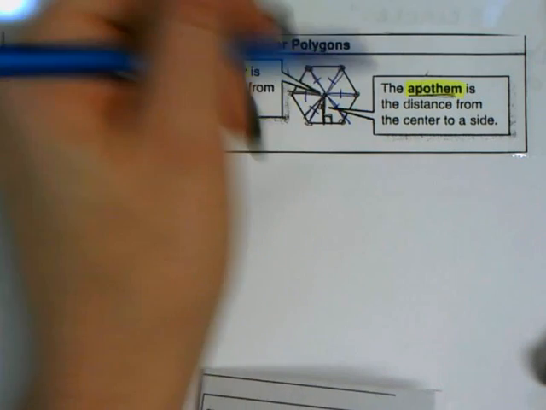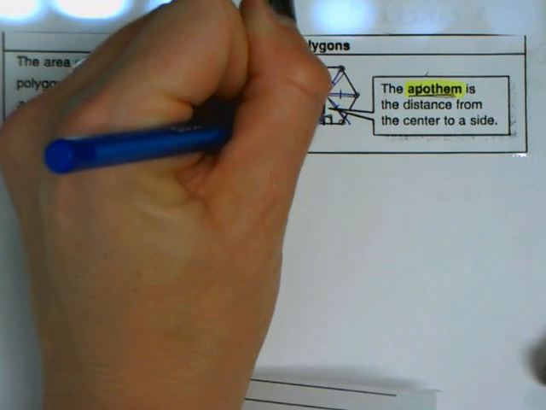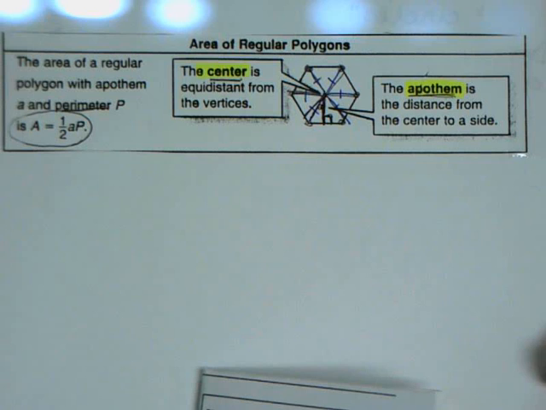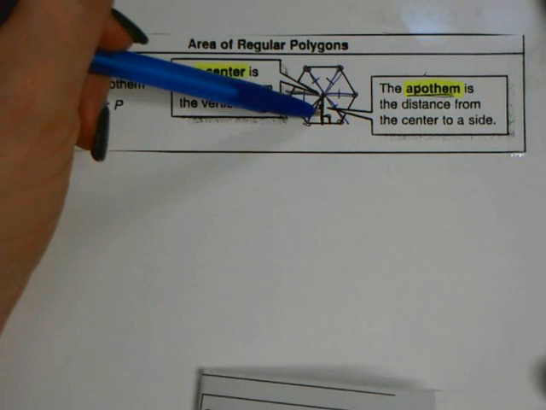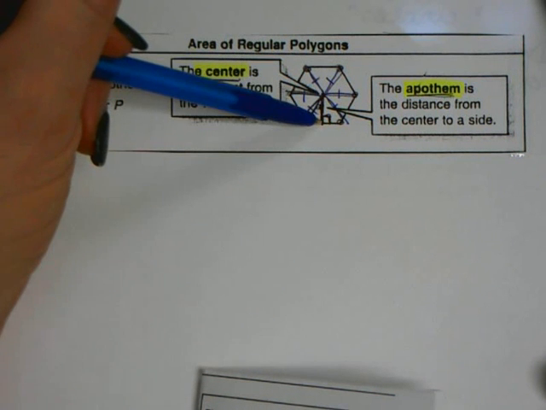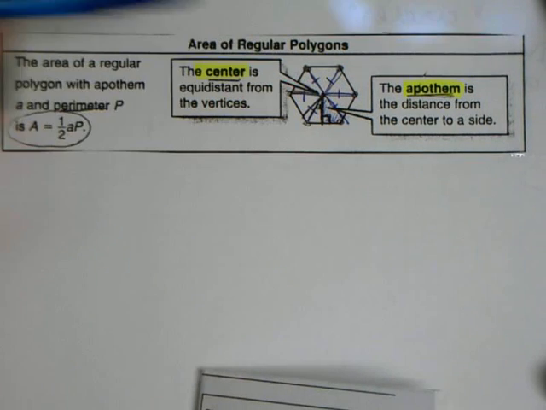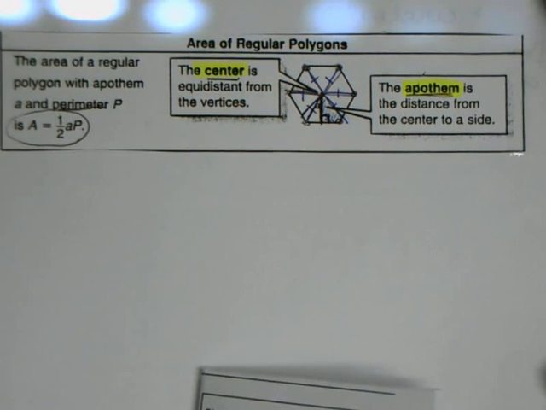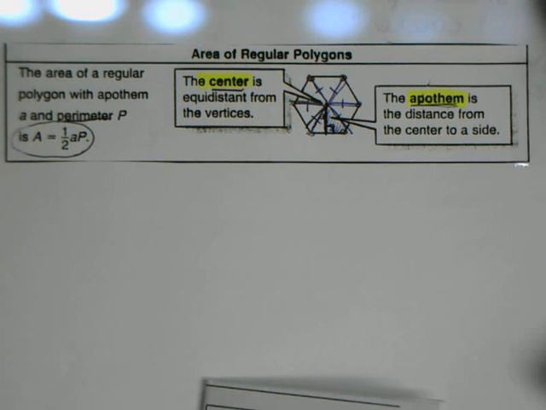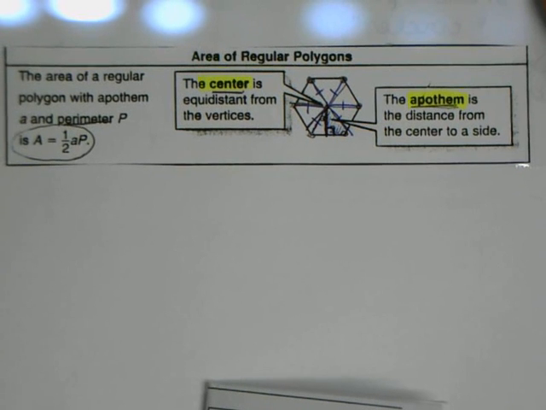The apothem is the distance from the center to a side, and this is going to be a perpendicular line segment. It's going to go from the center, and it's going to be perpendicular to the side. So now notice I have a little right triangle inside my polygon, and we said geometry is all about finding the right triangles.